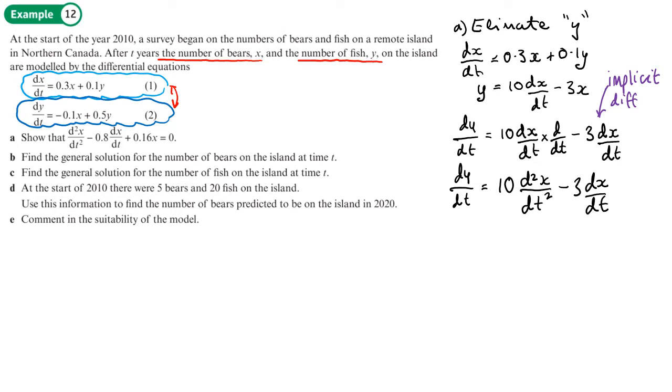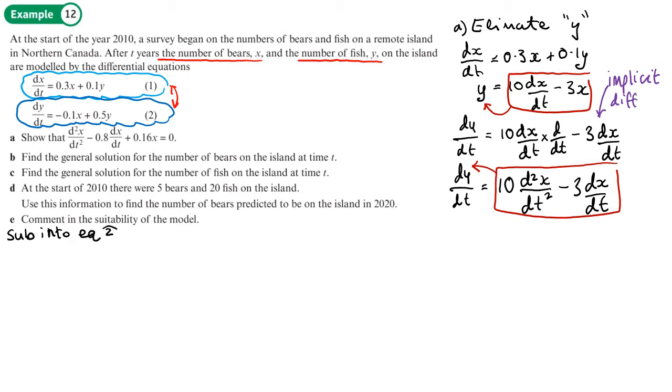So now we've got an expression here that we can use to get rid of dy/dt from the second equation, and we've got another expression here which we use to get rid of y from the second equation. So that's going to be the next step, is to make that substitution. So we'll replace dy/dt with this. So let's write it down, sub into equation 2.